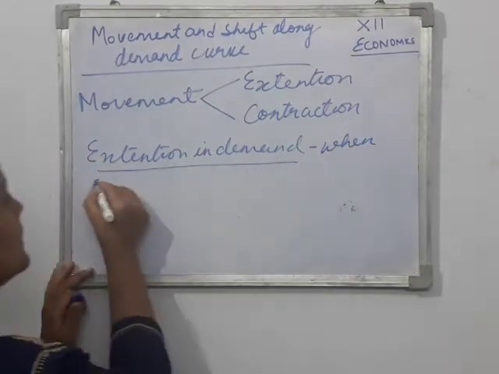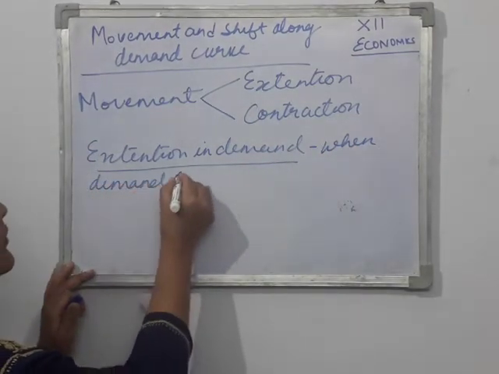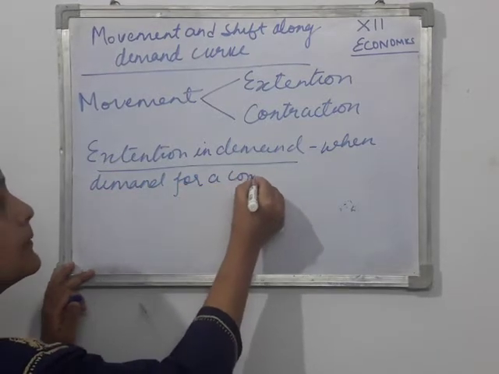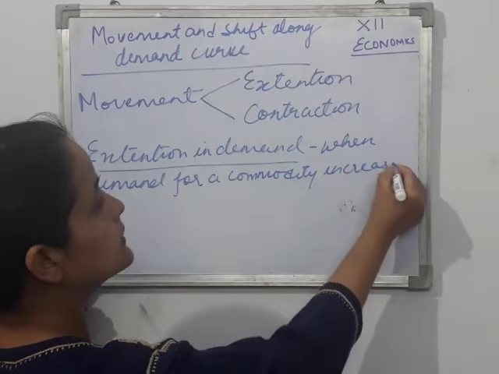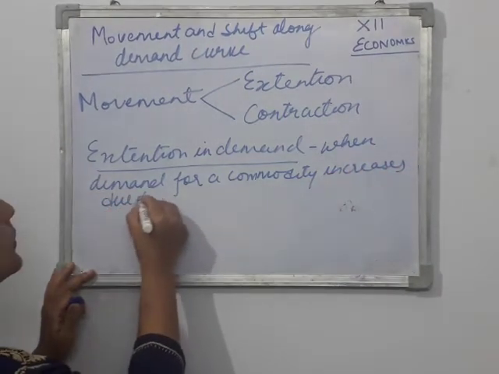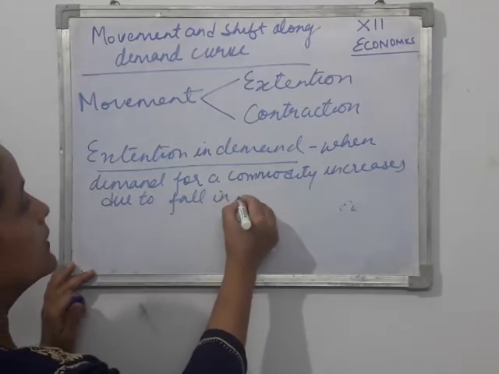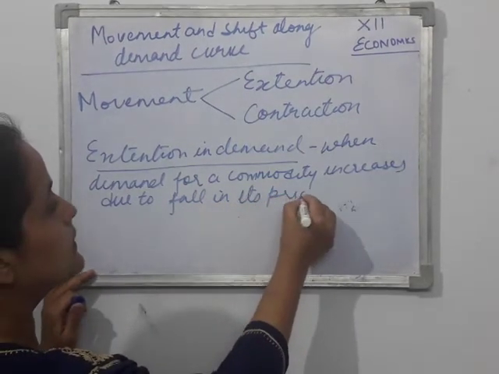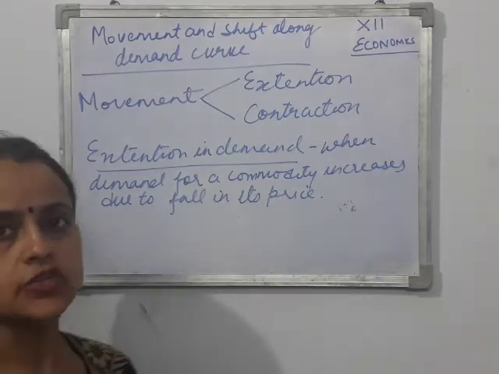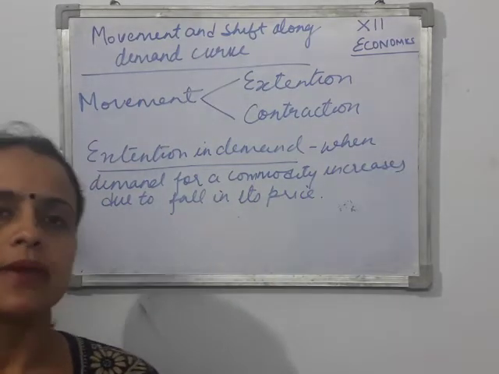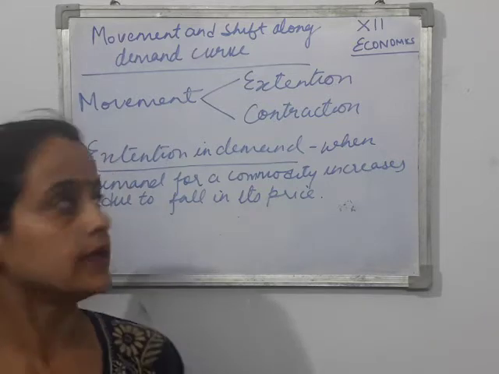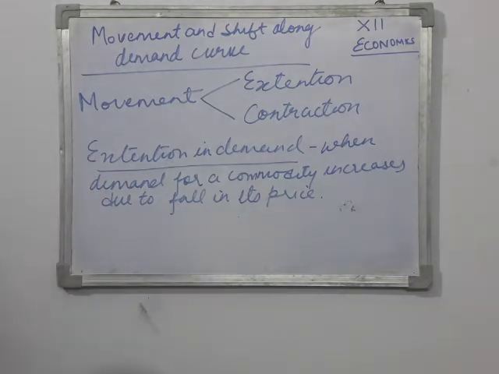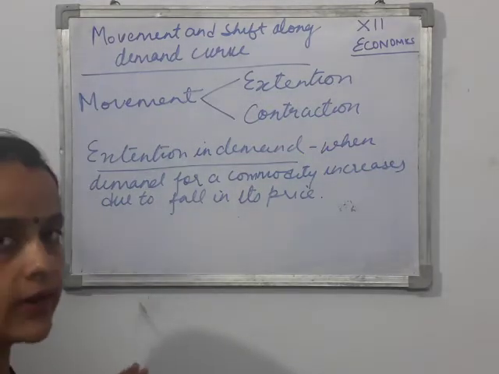When demand for a commodity increases due to fall in its price is known as extension, right? जब किसी चीज का प्राइस घटेगा और उसकी डिमांड बढ़ेगी, this is known as extension, right? Now very simple example, graphically I can show you.